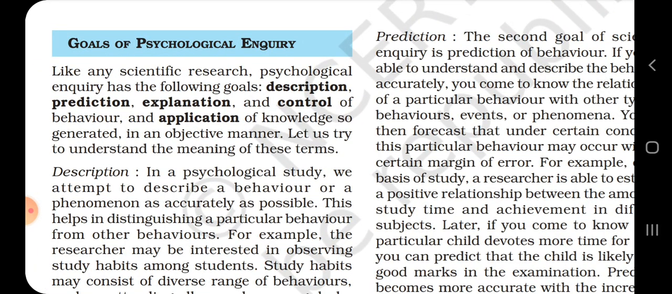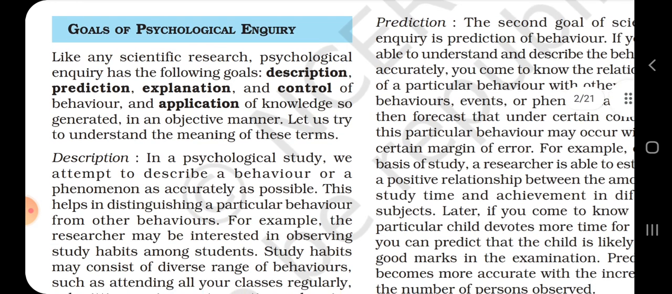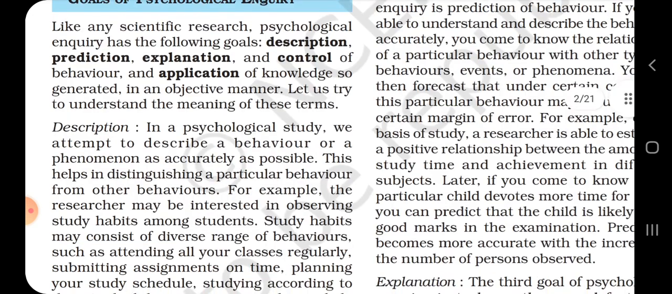Like any scientific research, psychological inquiry has the following goals: 1. Description, 2. Prediction, 3. Explanation, 4. Control of behavior, and 5. Application of knowledge so generated in an objective manner. Let us try to understand the meaning of these terms: description, prediction, explanation, control, and application.